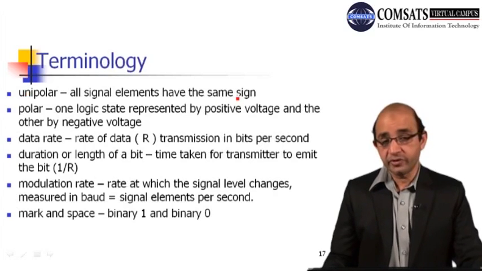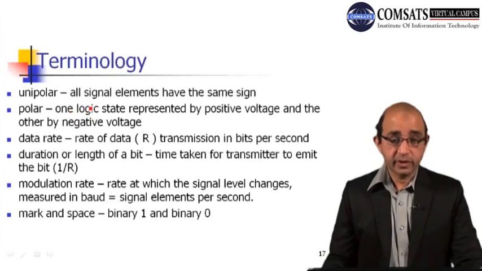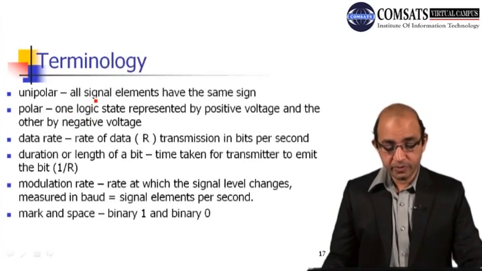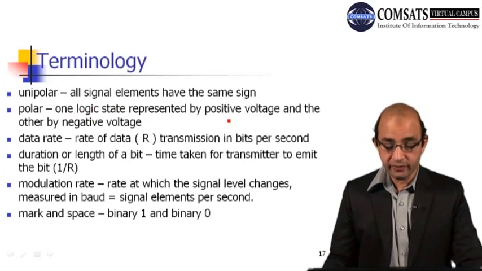Same sign, right? If we are using positive, we will be using positive all the way, and if we are using negative, we will be using negatives. But here we have to perform transitions. One logic state is represented by the positive voltage, and the other by using the negative. And then the data rate.